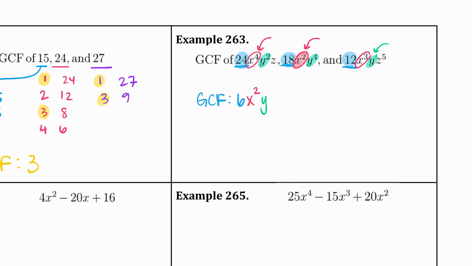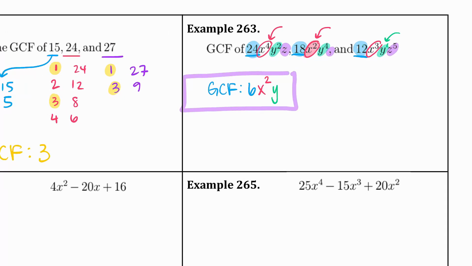And then if we do the same thing with our z's, we've got a z here. We don't have a z here. We've got a z to the 5th here. So we can't take out a z because this one right here does not have one. It has to be common to all of them in order for us to include it in our greatest common factor. So that says our greatest common factor is going to be 6x squared y.